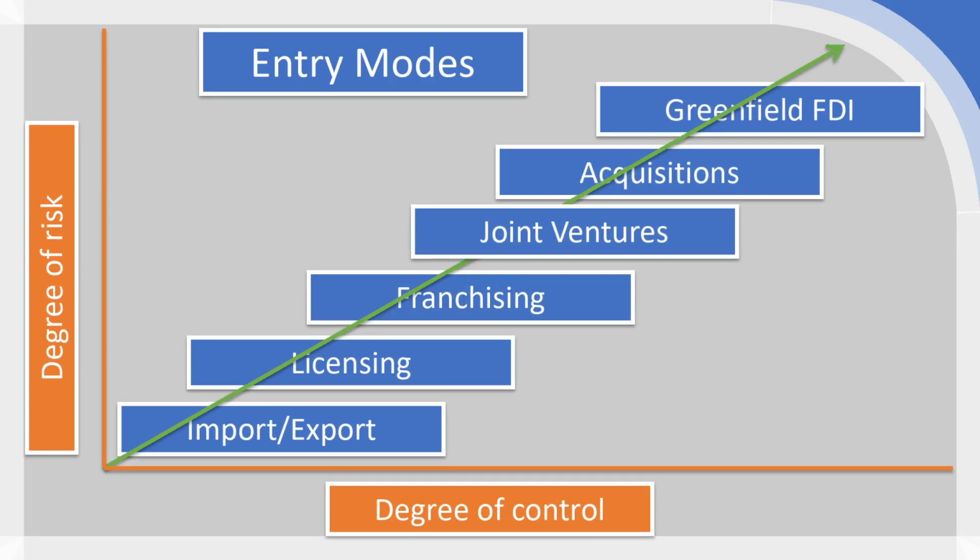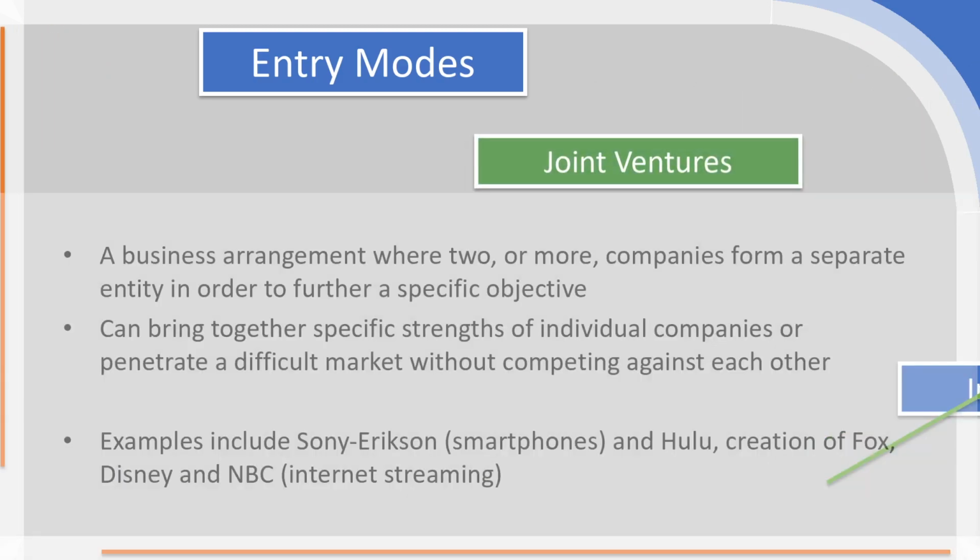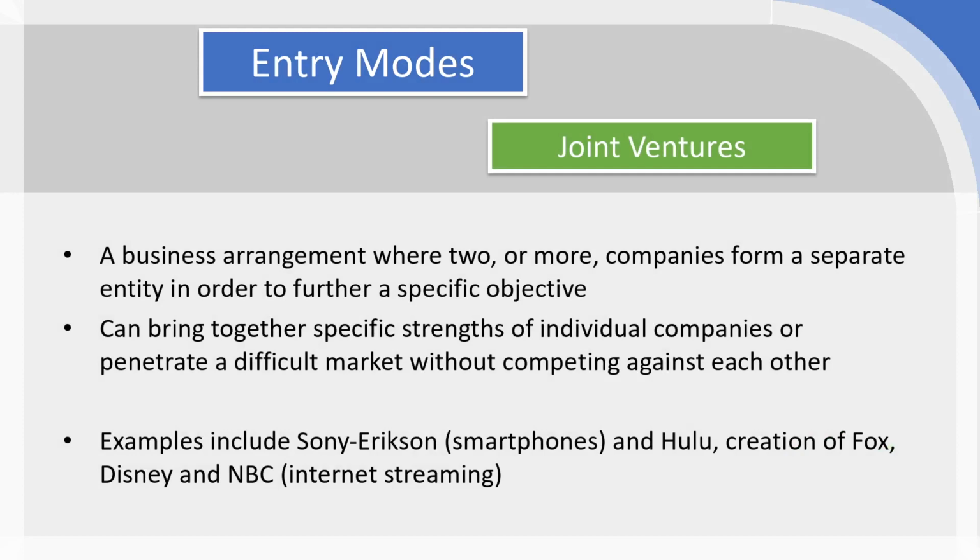So the next step up would be joint ventures. As it sounds, a joint venture is where at least two, but sometimes more companies are forming a distinct separate entity to engage in a particular commercial activity. So the example of Sony Ericsson, which is a joint venture between Sony and Ericsson, formed for the purpose of engaging in the smartphone market using both Ericsson's heritage in telecommunications, as well as Sony's personal electronics branding and relationship with consumers.